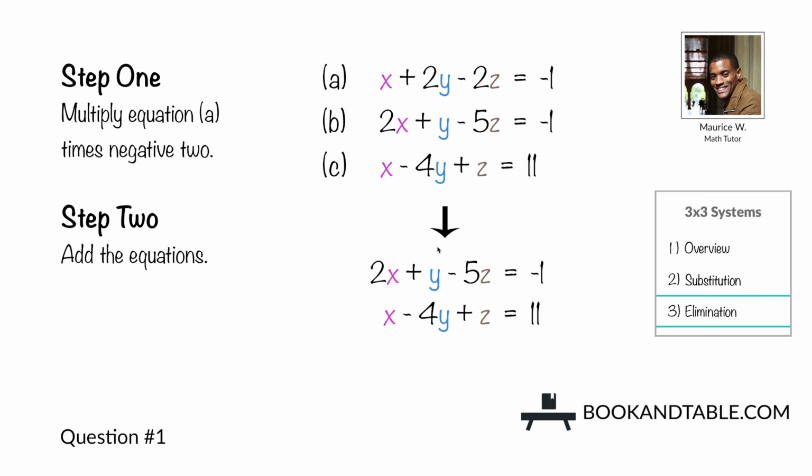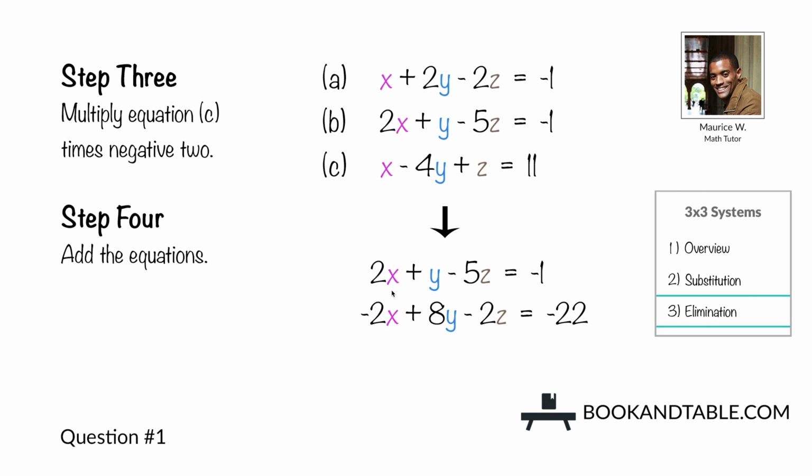And now we'll take a look at our last two equations, B and C. So we have 2x in B and +x in C. So that lets us know that we'll want to multiply equation C times -2. So that's our third step. -2 times x will give us -2x. -2 times -4y will give us +8y. -2 times z will give us -2z. And -2 times 11 will give us -22.